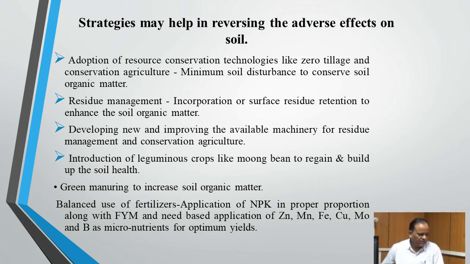Introduction of leguminous crop like mung bean to regain and build up the soil health. Green manure to increase soil organic matter, and balanced use of NPK in proportion along with FYM, and need-based application of zinc, manganese, iron, copper, molybdenum and boron as micronutrients for optimum yields.